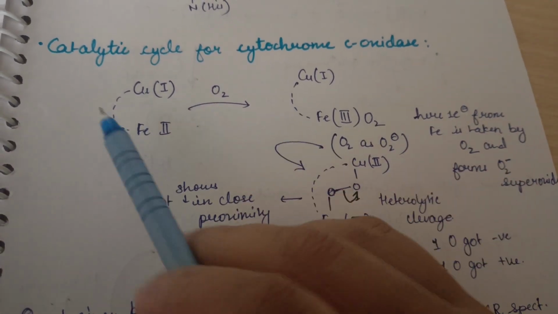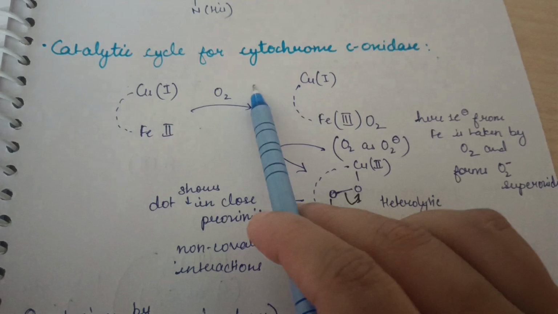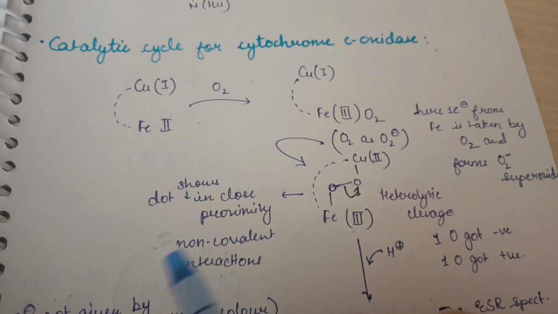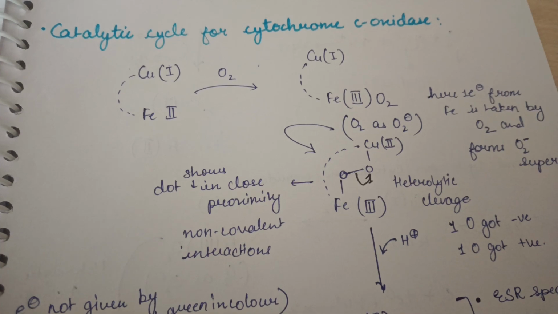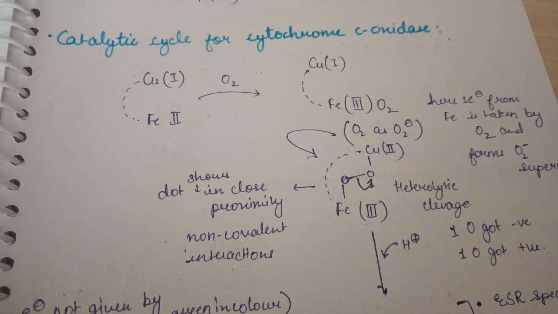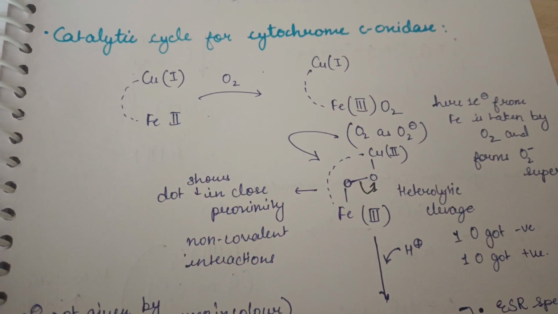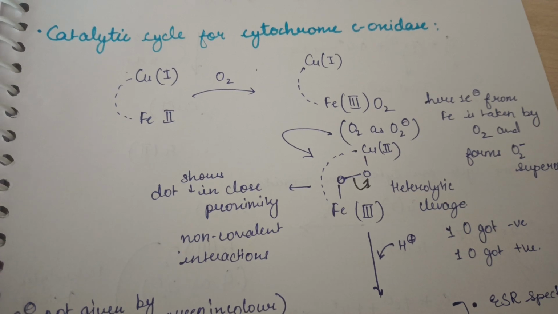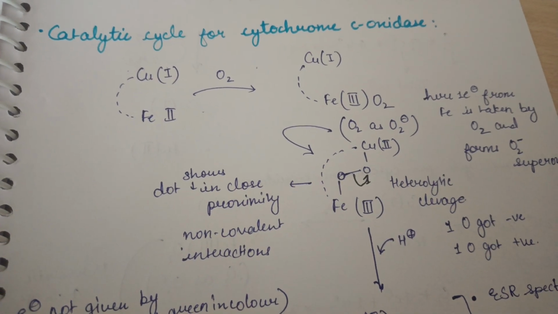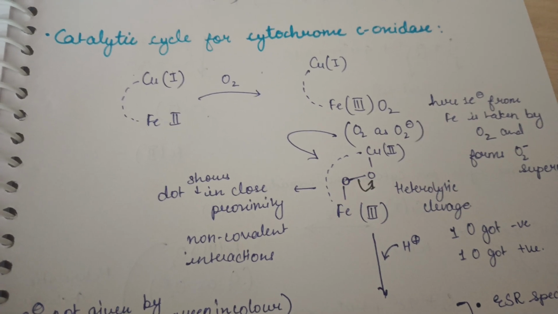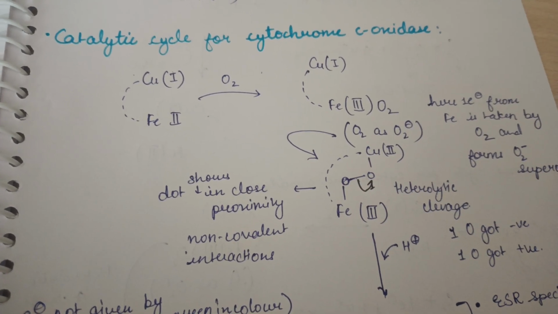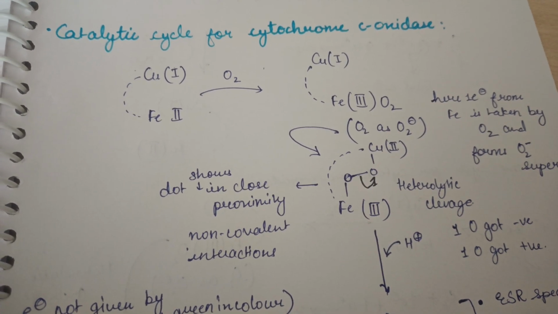So today I'm going to discuss the catalytic cycle for cytochrome-C-oxidase. Before going to this cycle, I would just like to revise the basic function of cytochrome-C-oxidase. Cytochrome-C-oxidase is involved in the oxidation of food. For example, glucose plus oxygen is converted into carbon dioxide plus water, and in this process energy is released.